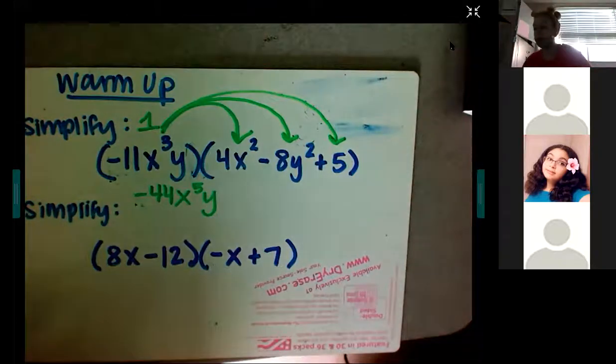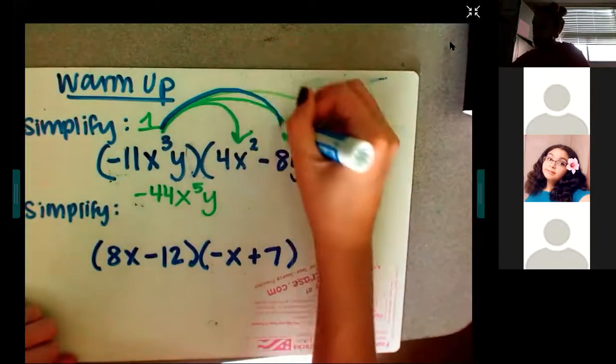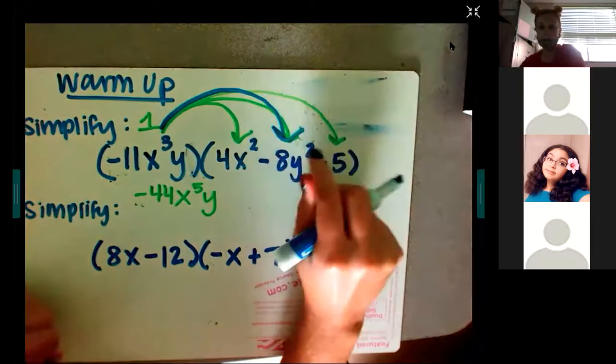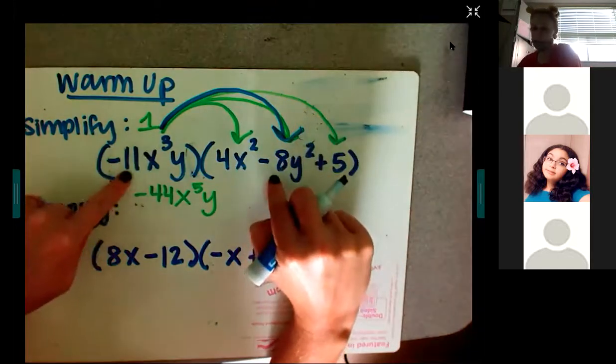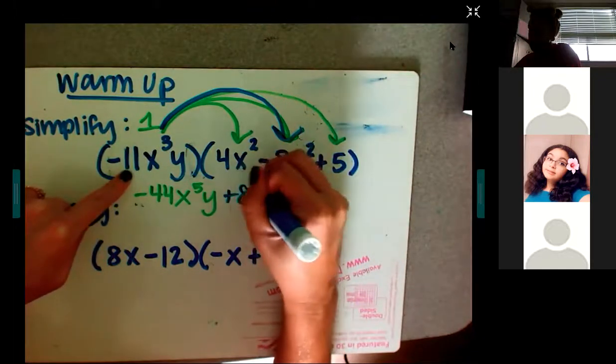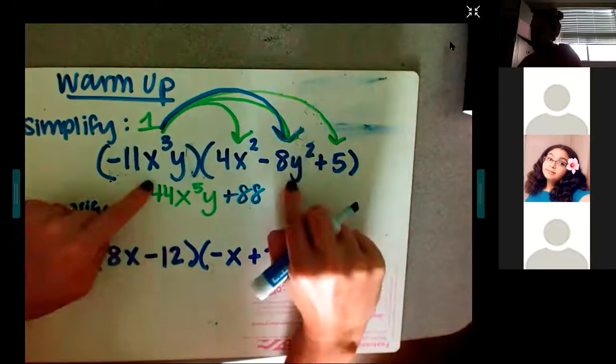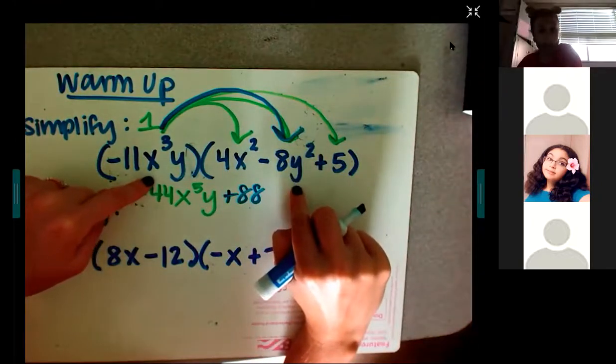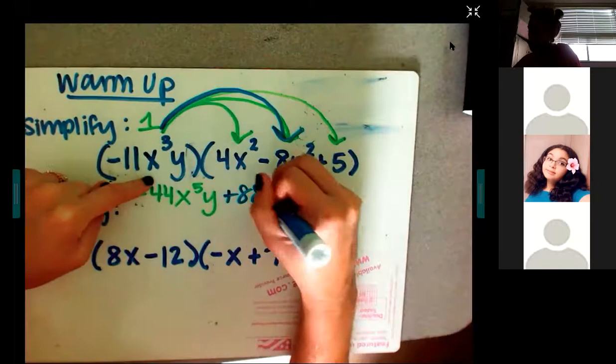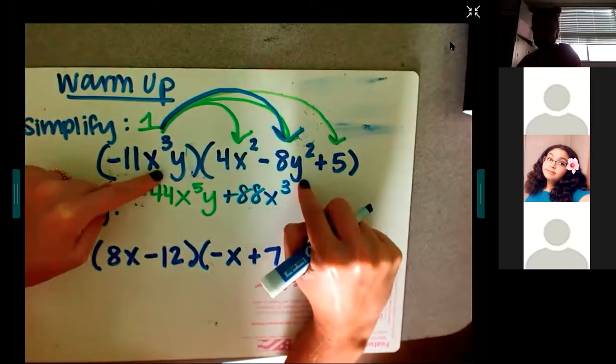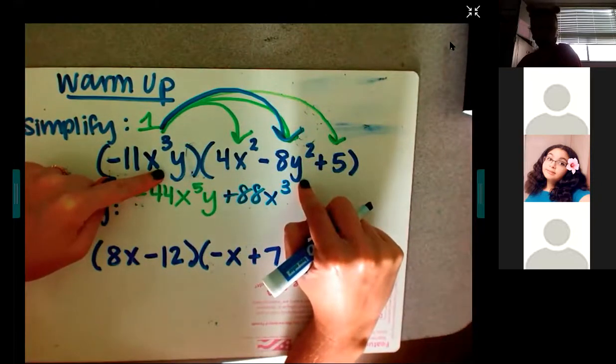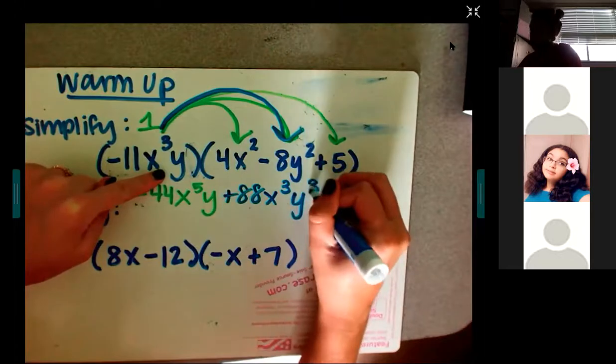I'm actually going to change my color so some of you at home can follow. So now my next one, negative 11 times negative 8. Did you guys get positive 88? Yes. How many x's do you have between these 2? 3. How many y's do we have between these 2? 3. Also 3. Good job.